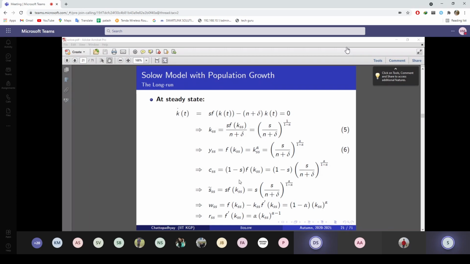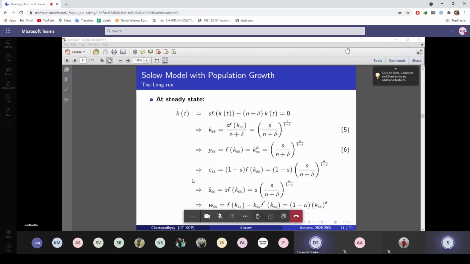I have never heard you say the savings rate. Say it, savings. Population's growth rate. Okay, in this Solow model population growth rate is denoted by n. And anything else? Delta. What is delta? Depreciation. Depreciation of the capital. Very good.